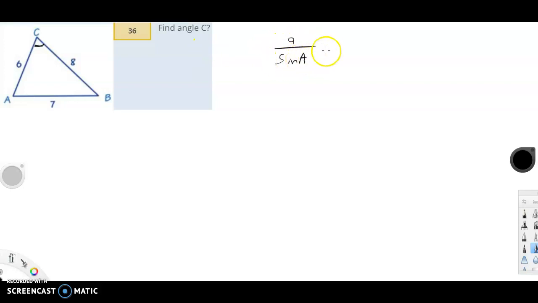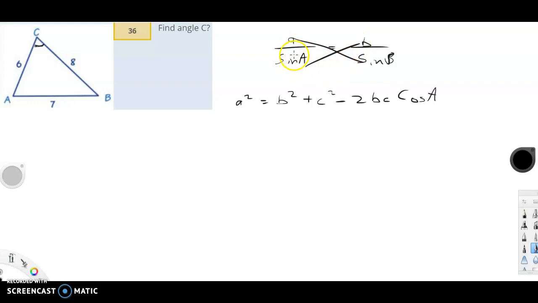a over sine A equals b over sine B. That's one possibility, maybe. And the other possibility is the cosine rule: a squared equals b squared plus c squared minus 2bc cos A, where the small a, b and c are sides and the big A is an angle, big B is an angle. Now we can't use the sine rule because we don't have a matching pair.